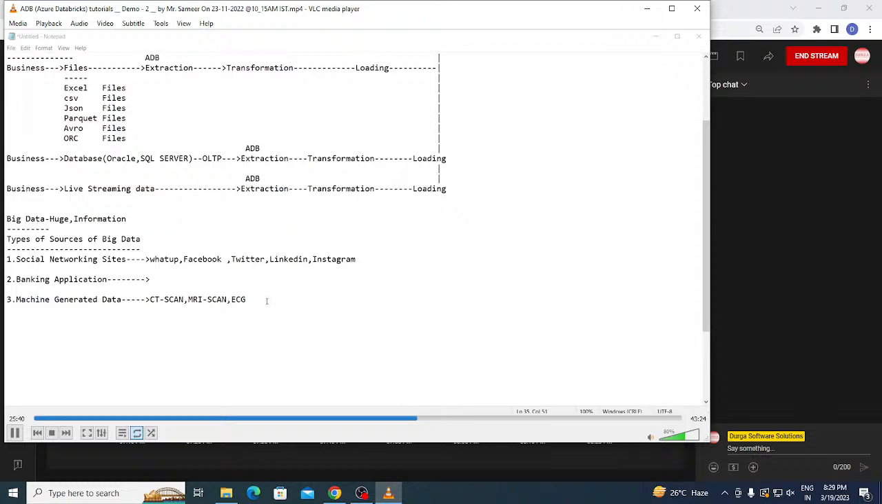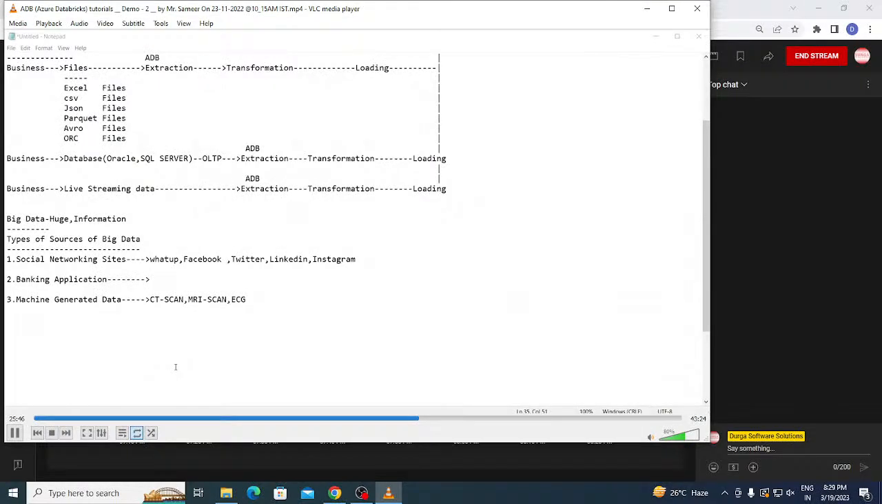Okay, guys, sorry. So now, after this, can you see here, this is machine generated data. After that, the fourth one we can consider is called what? IoT sensors, Internet of Things.